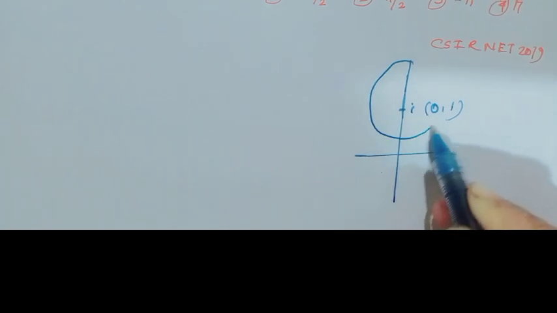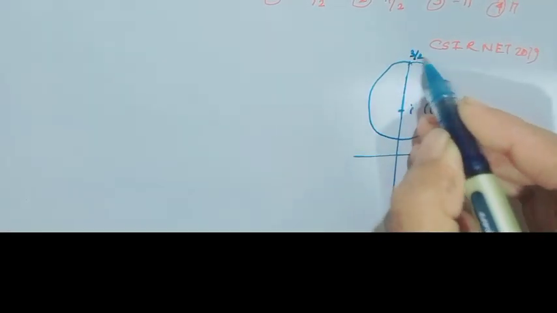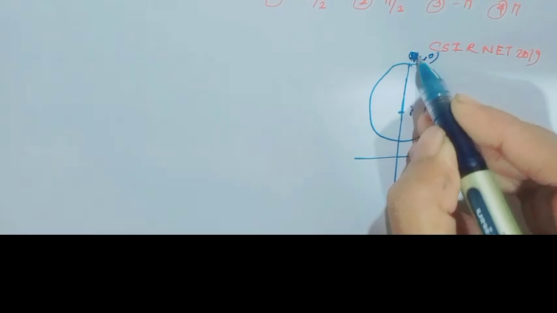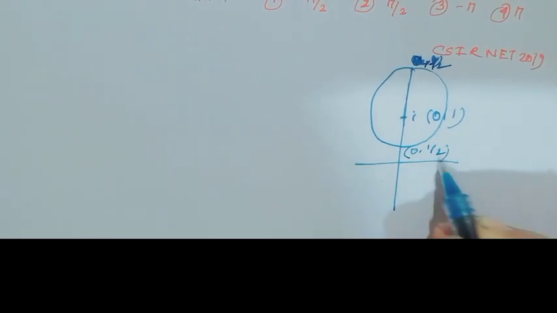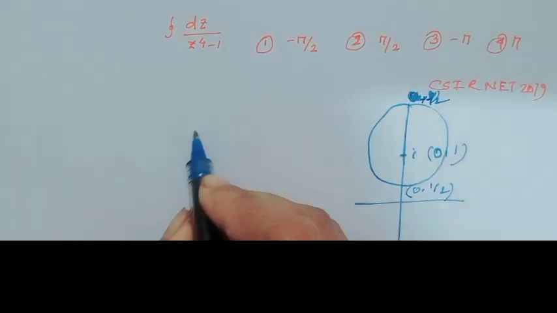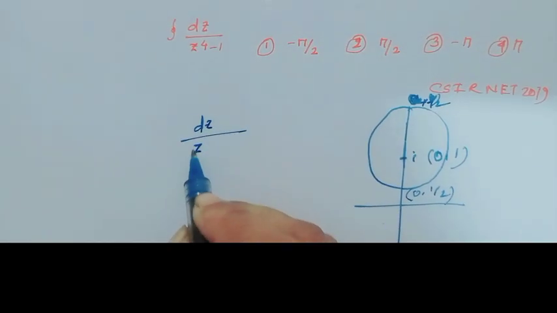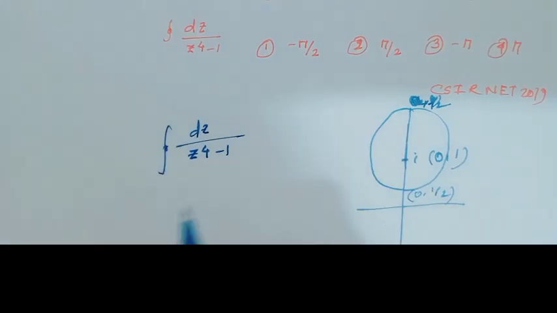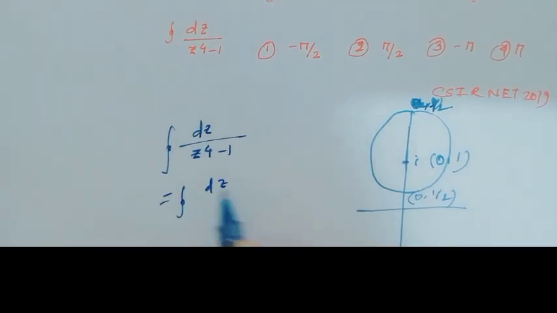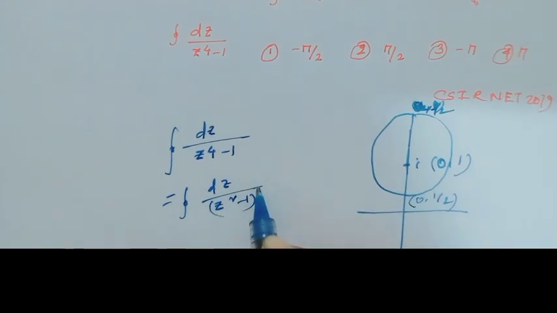That means the region is, this is the point i, equal to (0, 1). Centered at half means this is the point (0, 3/2), and this is the point (0, 1/2). And the integral is dz over z to the power 4 minus 1. This means dz over (z square minus 1)(z square plus 1).